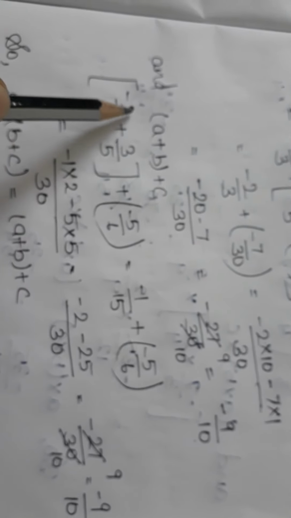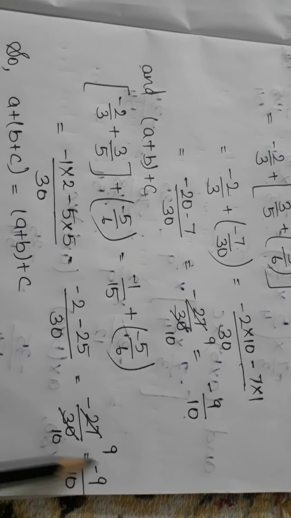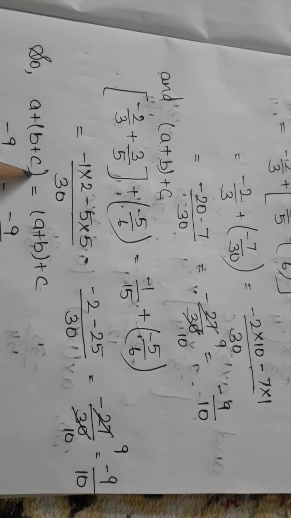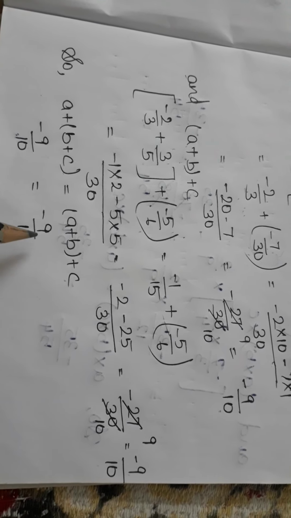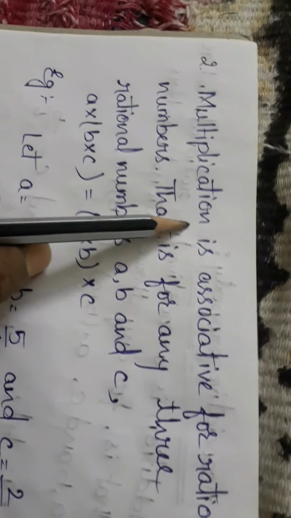Then coming to a plus (b plus c). So what is the sum of minus 2 by 3 plus (3 by 5 plus minus 5 by 6)? So what answer did we finally get? Minus 9 by 10. So (a plus b) plus c is equal to a plus (b plus c). That is minus 9 by 10 is equal to minus 9 by 10, we got. Okay, next coming to the associative property under multiplication.